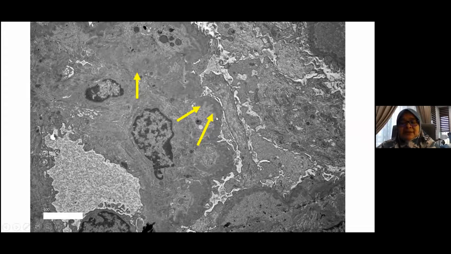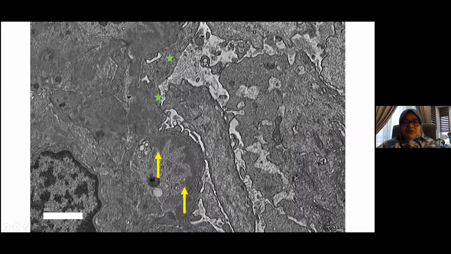Okay, so these are subendothelial depositions. This is an area near the mesangium, and we can see some granular electron dense depositions within the mesangium as well. Okay, this is just some artifacts. Okay, so more pictures, higher power view.